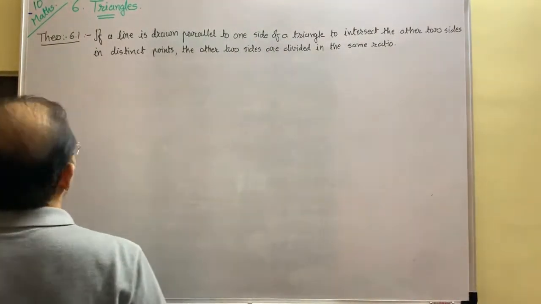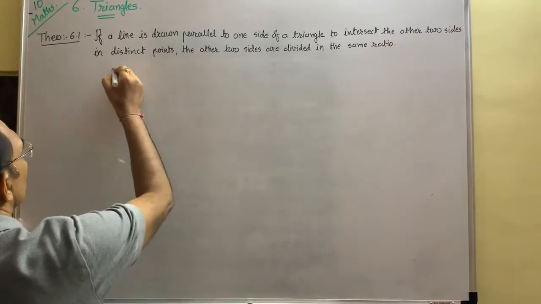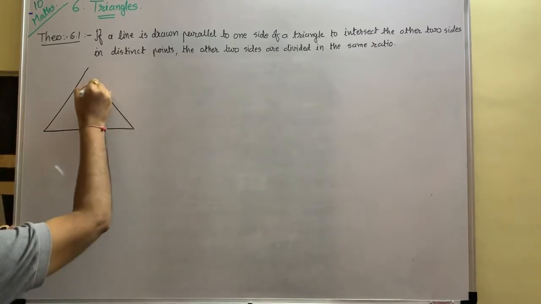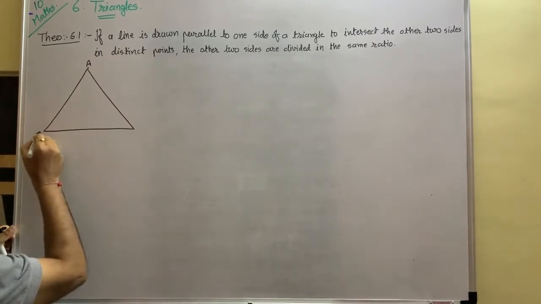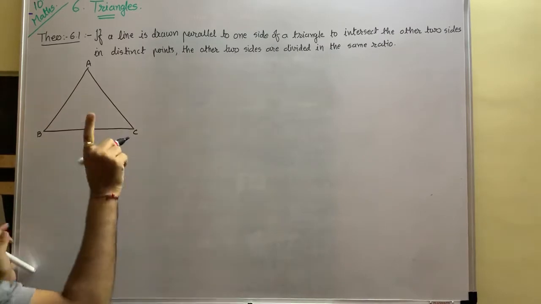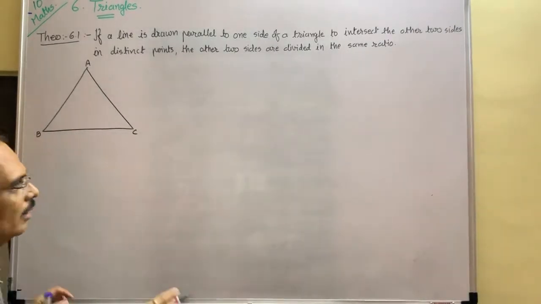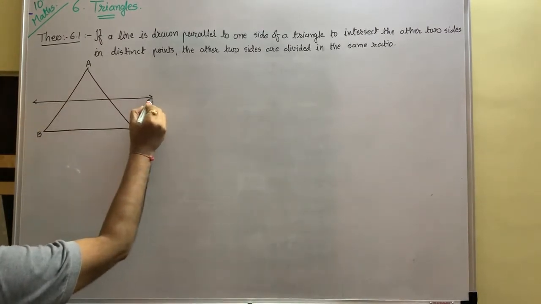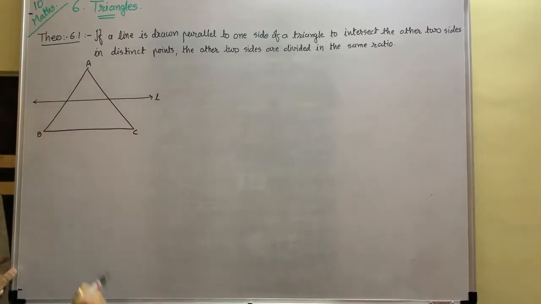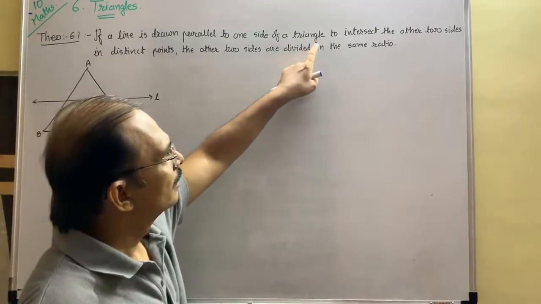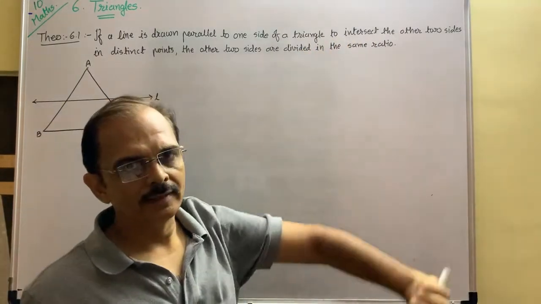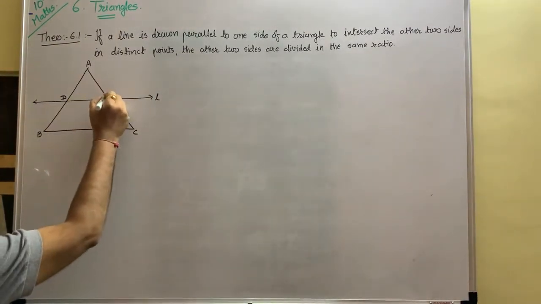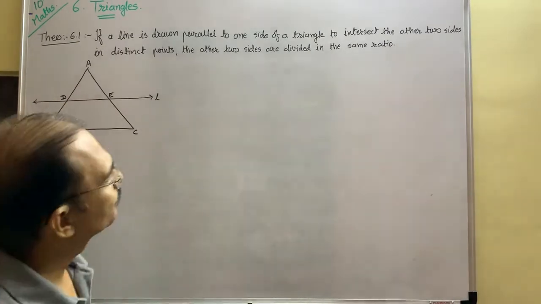So here I take a triangle. Let the triangle be ABC. A line is drawn parallel to one side of a triangle. One side I select BC. Suppose line L is drawn parallel to BC to intersect the other two sides. This line intersects the other two sides. Suppose it intersects AB at point D and AC at point E.